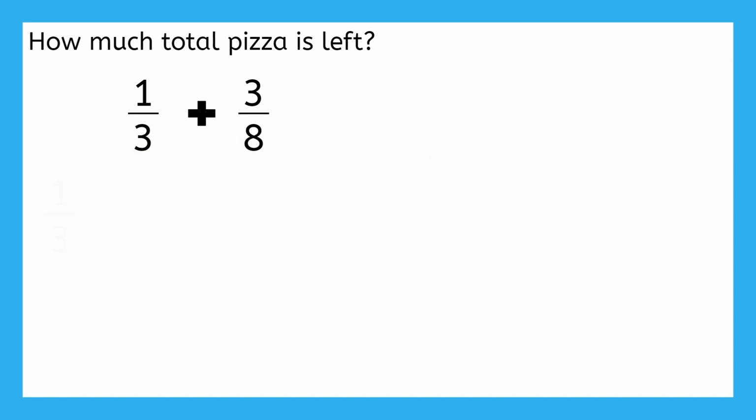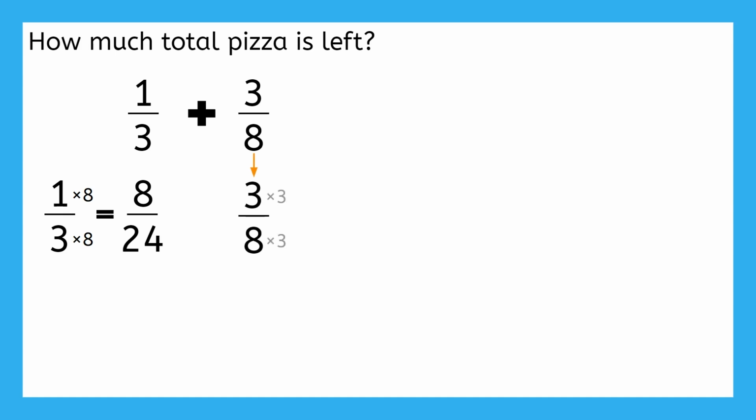To change 1/3 into a fraction with a denominator of 24, we can multiply the top and bottom of the fraction by 8. Because 3 times 8 equals 24, and whatever we do to one part of the fraction, we also need to do to the other. Then we'll need to multiply the top and bottom of 3/8 by 3, because 8 times 3 gives us 24, and 3 times 3 gives us 9.